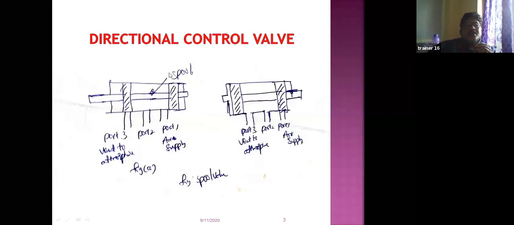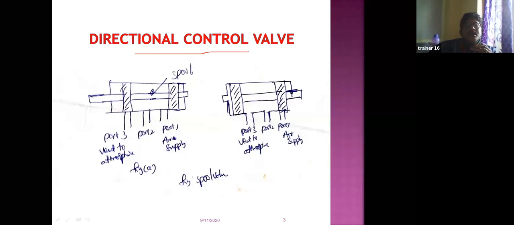The next is the directional control valve. This directional control valve is one of the components. We will discuss so many components and symbols also in the next class. Now we will discuss the directional control valve. See here, this is very simple.